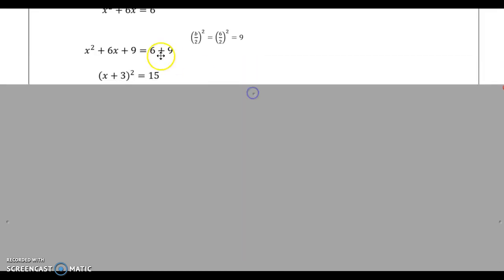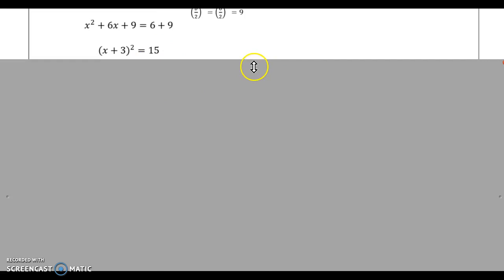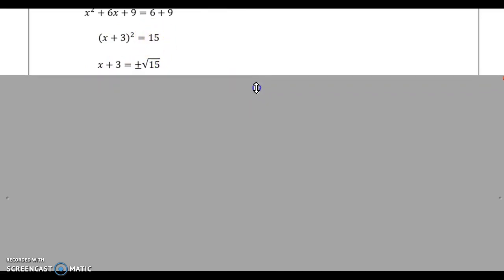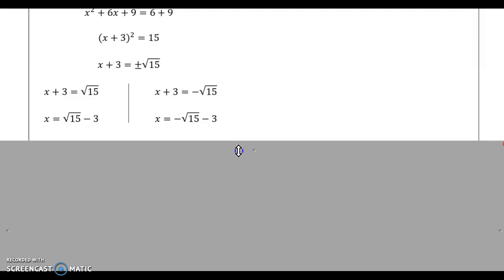Now we turn that perfect square trinomial into a squared binomial. This and this are equivalent to each other, and 6 plus 9, as I said before, is 15. We're taking the square root of both sides, but remember when you take the square root of a number, there is a positive and negative answer. So the next thing we must do is split it and solve it. Our correct and complete answer should be x is equal to the square root of 15 minus 3 and negative square root of 15 minus 3 as well.